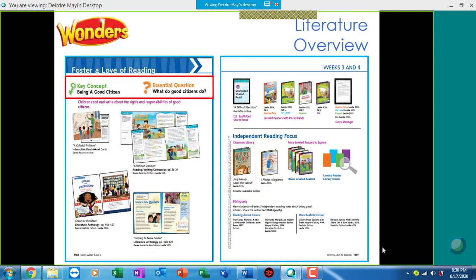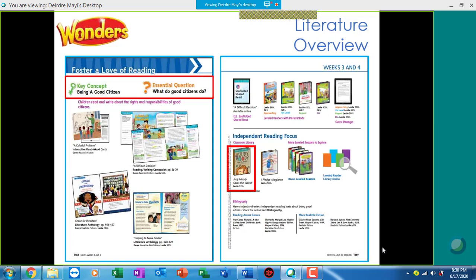Now, as you look on the right side of the page, you will see leveled readers, but you also want to make note of the fact that your interactive read aloud will be a trade book that you will share with the students. I'll talk more about that in just a bit.